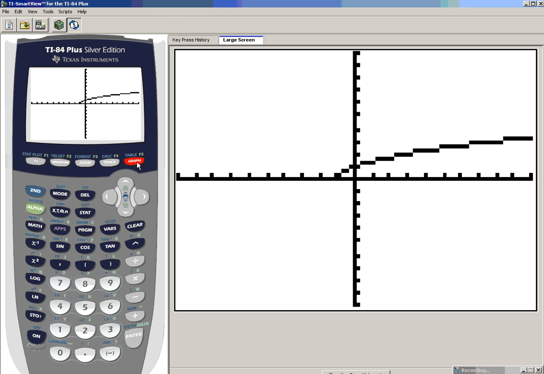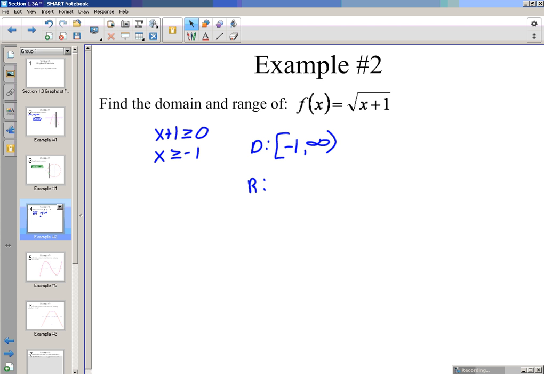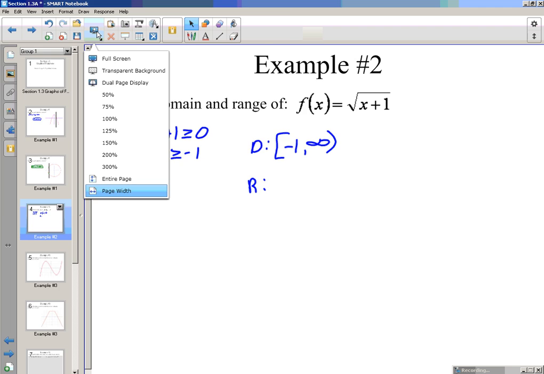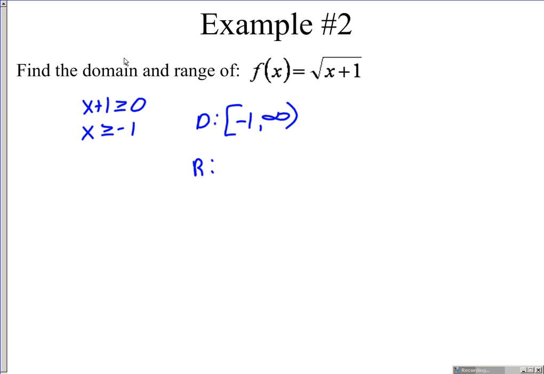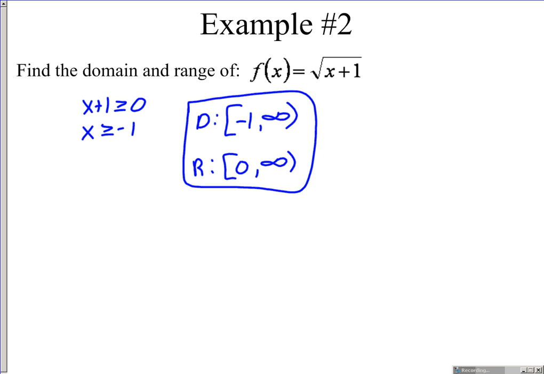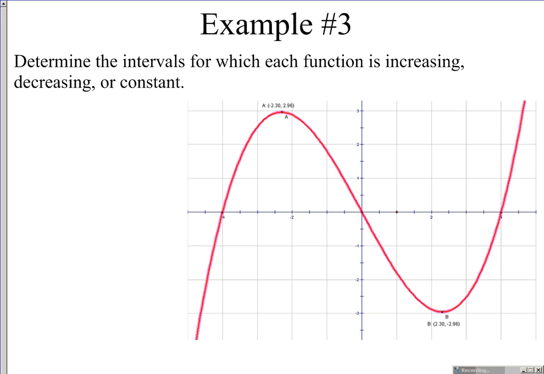Range, you're asking yourself the question, how far down does this graph go? Well, it only goes down to y equals 0. Eventually, how high is the graph going to go? Up to infinity. So our range is from 0 to infinity. So when you're identifying domain, I want you to show algebraically how you get the domain. You can verify that from the graph, and you can get the range also from the graph.